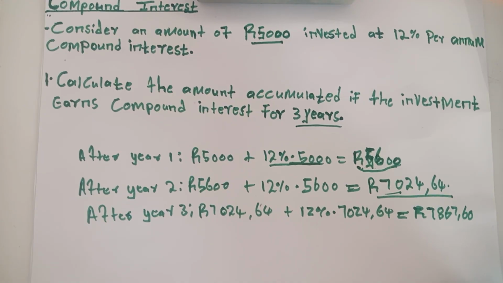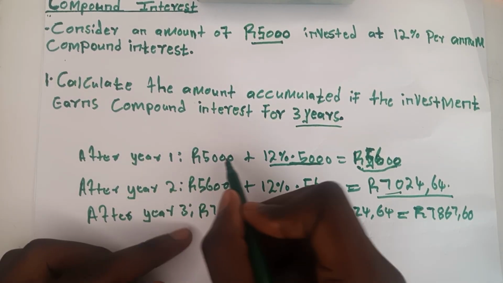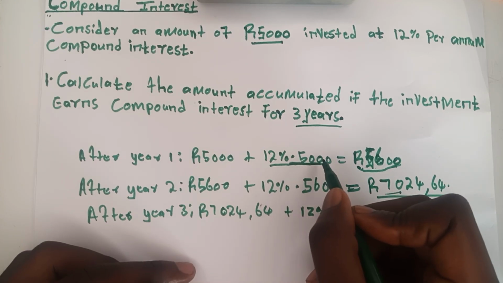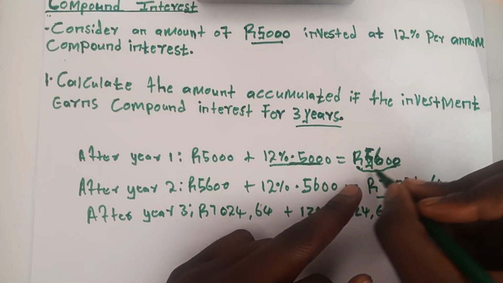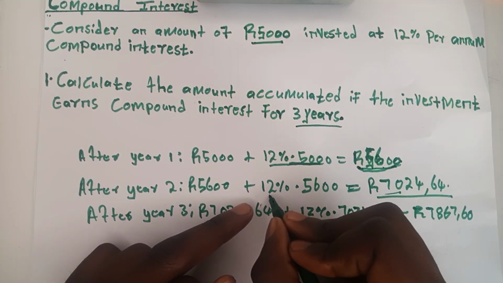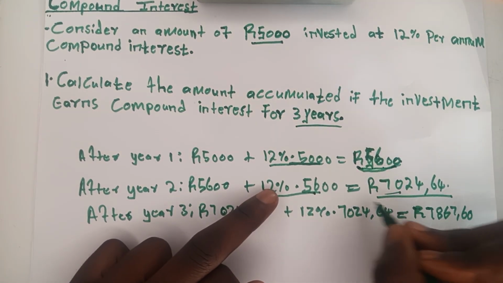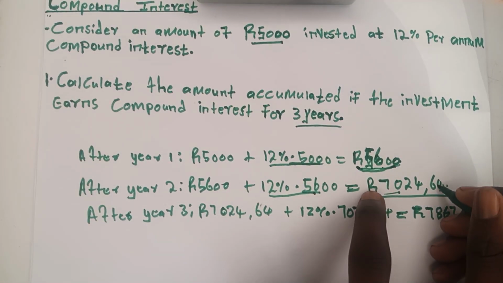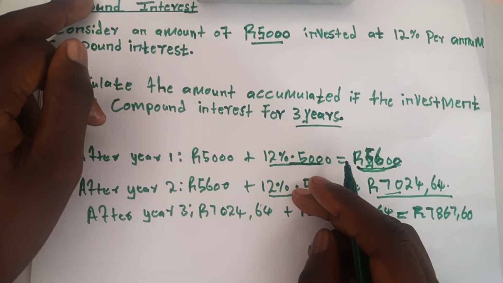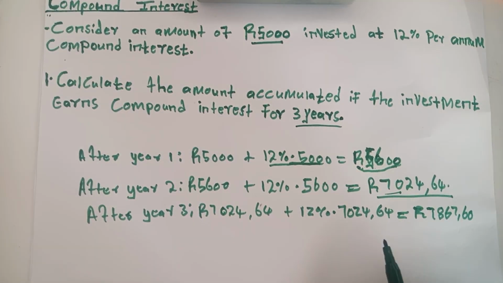So there's something that I want you to take into consideration: the interest amount that is received each and every year is not the same. For the first year, we took that 5,000 invested, and then we calculated the interest using that 5,000. But for the second year, we take the accumulated amount, which was 5,600, and we calculate the interest. And then for the third year, we take the accumulated amount after the second year, and we calculate the interest. So can you see that in compound interest, the interest amount that is received each and every year is not the same.